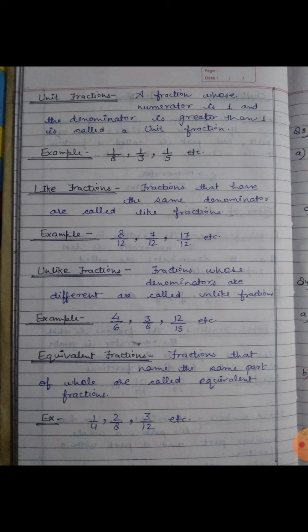Unlike fractions. Fractions whose denominators are different are called unlike fractions. For example, 4 by 6, 3 by 8, 12 by 15, etc. And here you see the denominators are different.